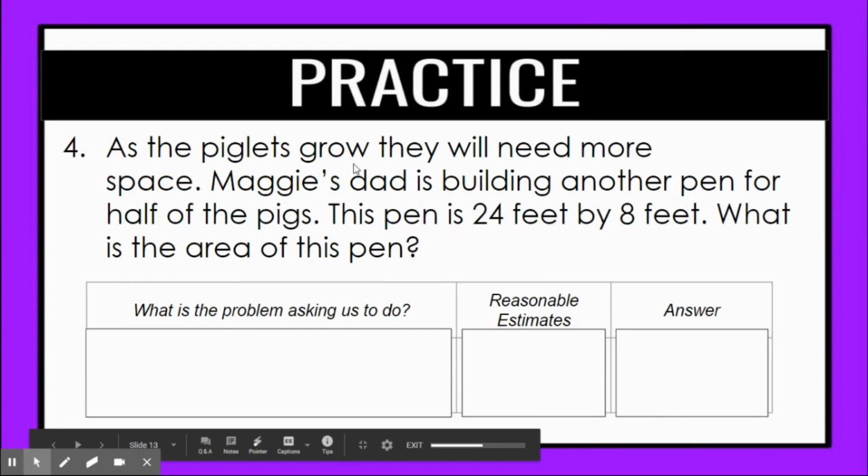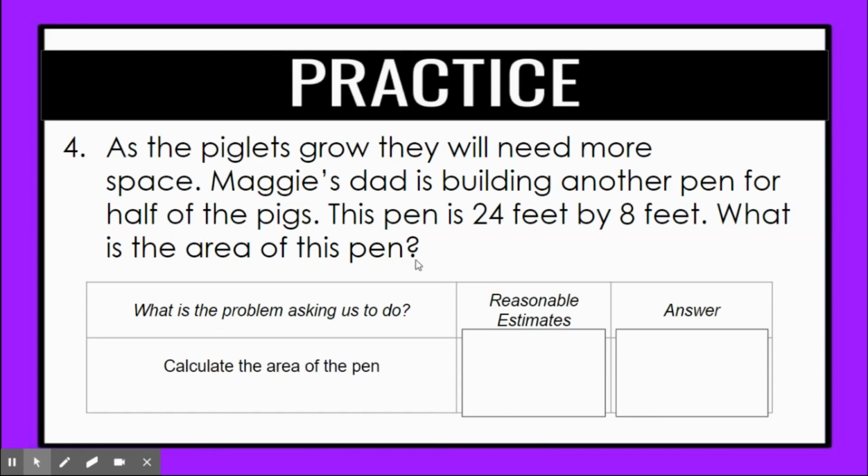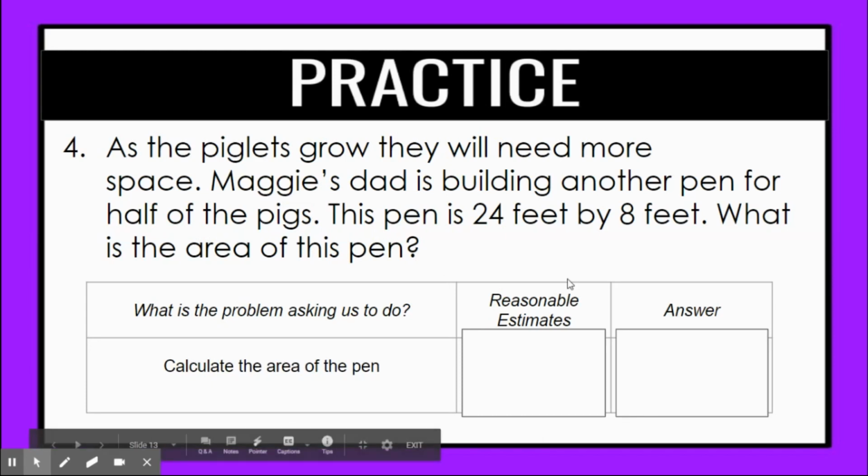Number 4. As the piglets grow, they will need more space. Maggie's dad is building another pen for half of the pigs. This pen is 24 feet by 8 feet. What is the area of the pen? So find your question mark. That tells us what you're having to figure out. What is the area of the pen? We know that the measurements are 24 by 8. So what is the problem asking us to do? It's asking us to find the area of the pen. And then come up with your estimate.